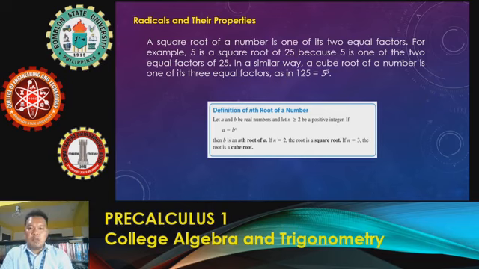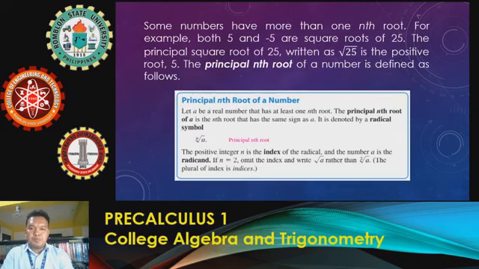Then, let a and b be real numbers and let n, greater than or equal to 2, be a positive integer. If a is equivalent kay b raised to n, then b is the nth root of a. Where if n is equivalent kay 2, so the root is a square root. So, n is equivalent kay 3, so naka-cube root po siya.